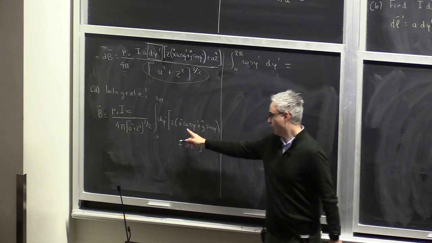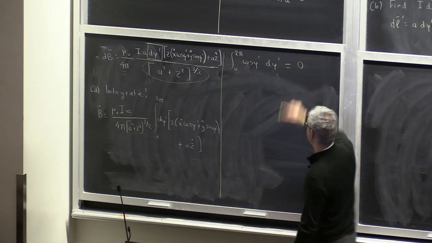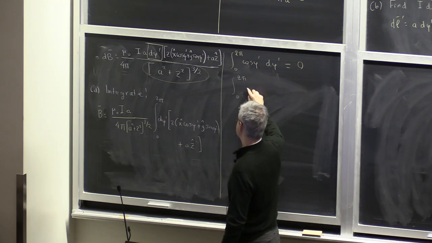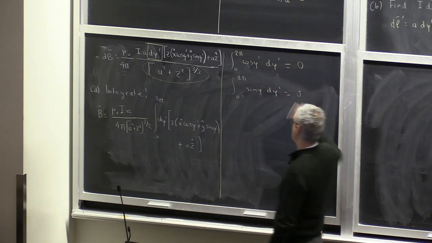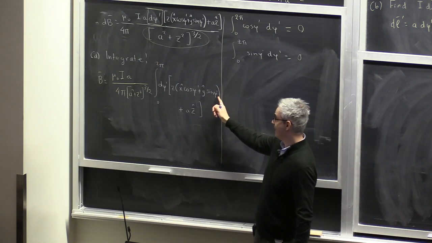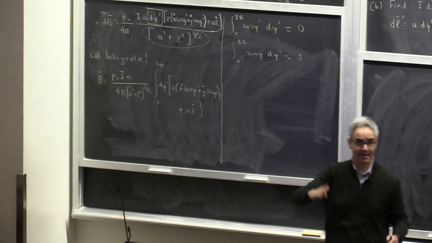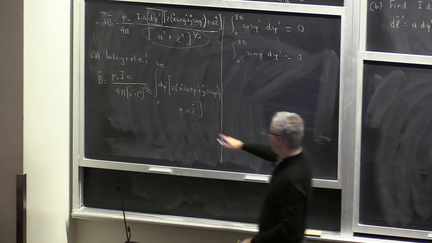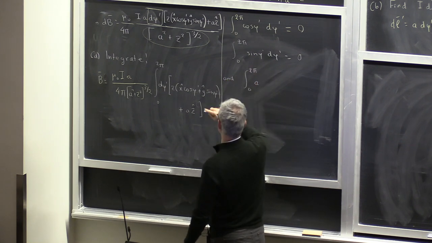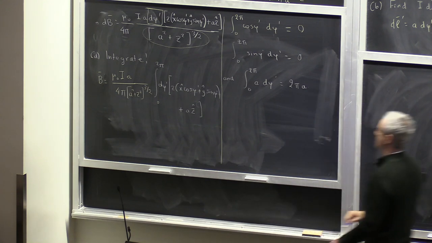You see, I have this integral of cosine phi prime for the x hat term. That will give me 0. You integrate cosine phi from 0 to 2 pi, you get sine phi prime, which is also 0. So you see that when I integrate the cosine phi prime and the sine phi prime in the x and the y components, I'm getting 0. So this magnetic flux density only has a z component. And integrating this one here, I get 2 pi a. So the integral is actually trivial.